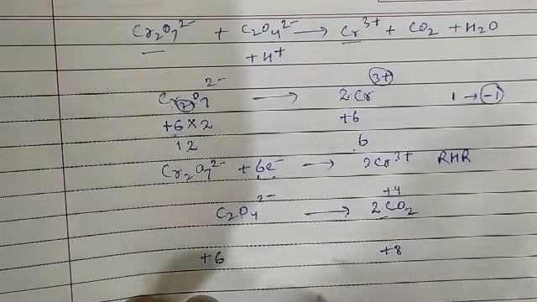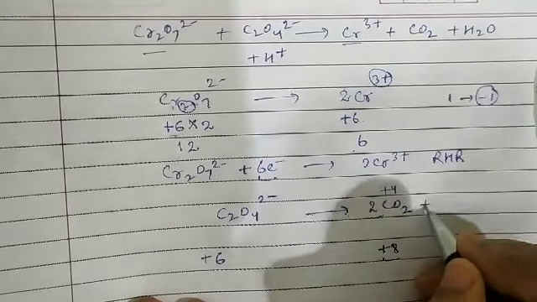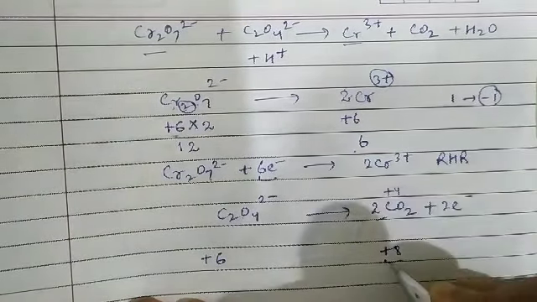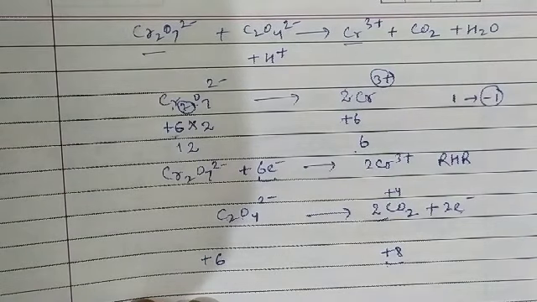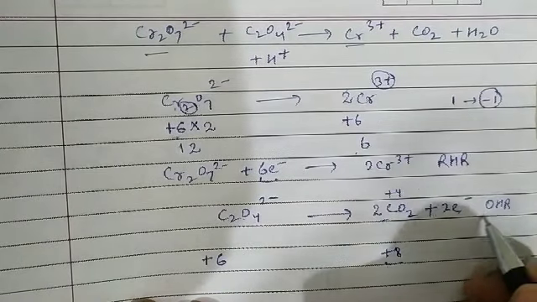Now make the oxidation number balance. So we add 2 electrons on the right hand side, so 8 minus 2 is equal to 6. Now we have 2 half reactions, one is the reduction half reaction and one is the oxidation half reaction.